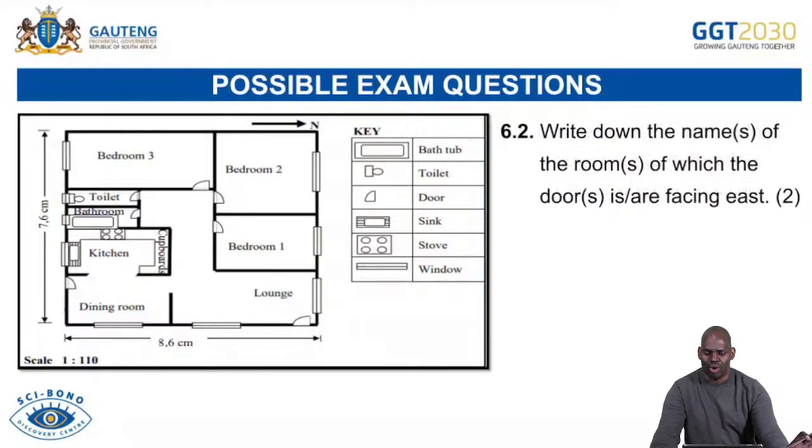Write down the name of the room or the rooms of which the door is or are facing east. Okay, so again in this case, we must be able to interpret our compass. Where is our compass? We have to look for our compass. There is our compass. There is north. But you need to be careful now. You need to be careful.